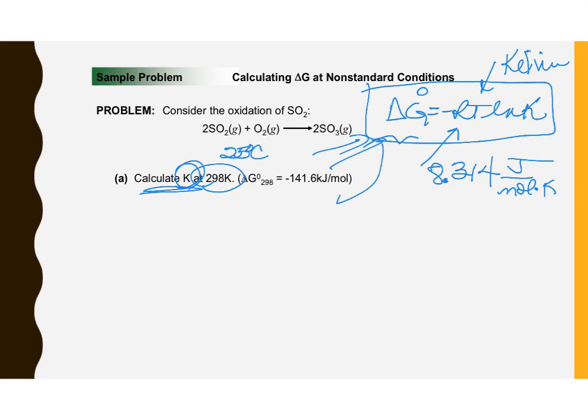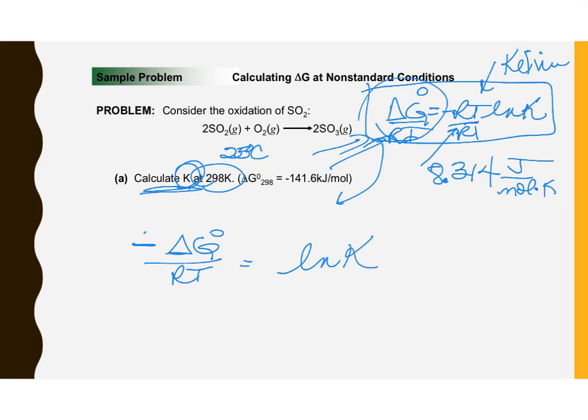And you need to be able to rearrange this equation to solve for K. Now, if the problem asked you for delta G, you'd be all set. How do you rearrange this to solve for K? Well, the first thing you want to do is divide both sides by RT. So I'm going to move the negative sign over too. So I'd get negative delta G divided by RT equals natural log of K.